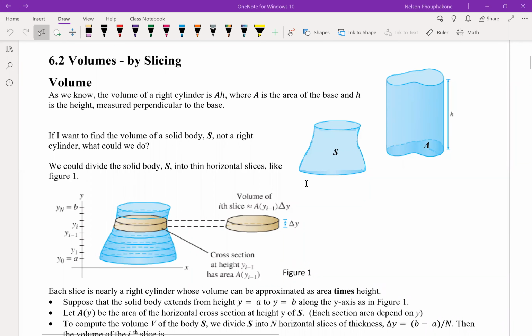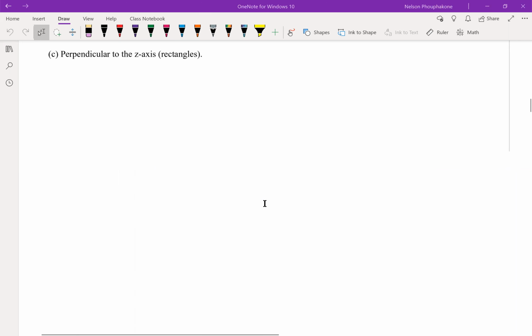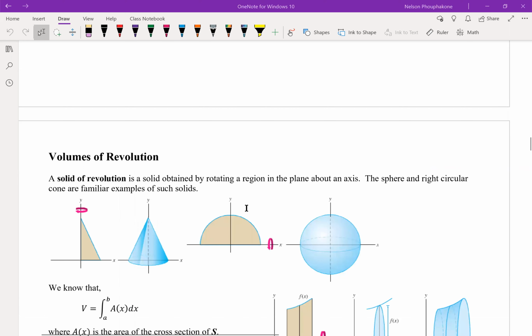Okay, so the next thing that we would like to find is how do we find the volume of a solid? We are going to use sections 6.2 and 6.3 to introduce the technique. I will separate it into three parts. The first part is how we find the volume by slicing. The second part is how we find the volume by rotating. And the last one, in section 6.3, is how we find the volume by using the shell method.